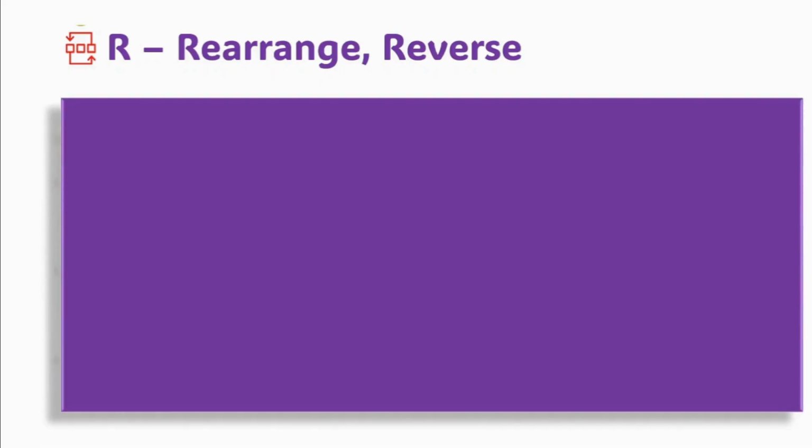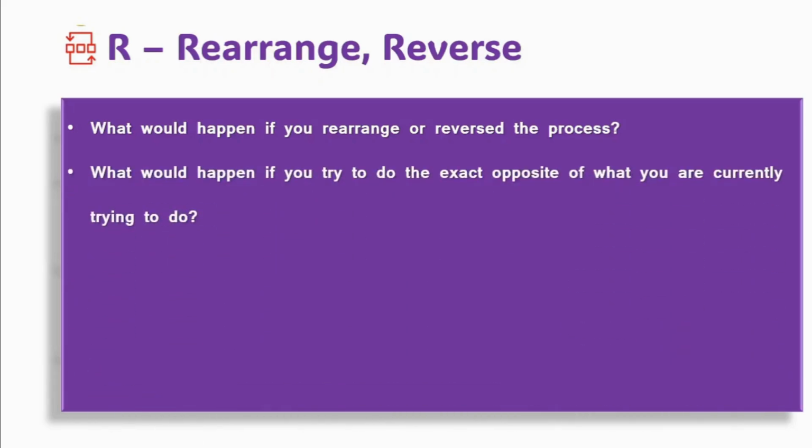Now come to the last step, and that is R. And R here stands for rearrange or reverse. So while thinking about the redesigning as well as designing of the product, you can go ahead with this rearrange or reverse process, and you can ask this sort of question. The first question is, what would happen if you rearrange or reverse the process? Just think with your team. What would happen if you try to do the exact opposite of what you are currently trying to do?